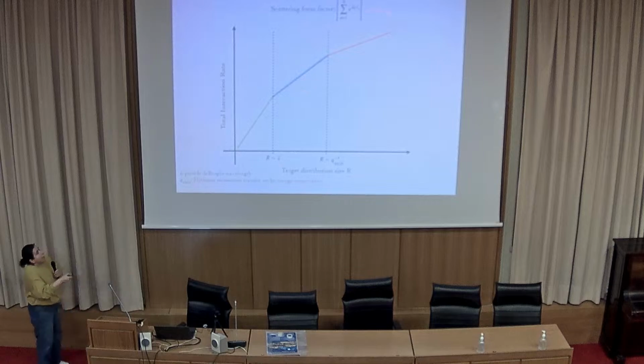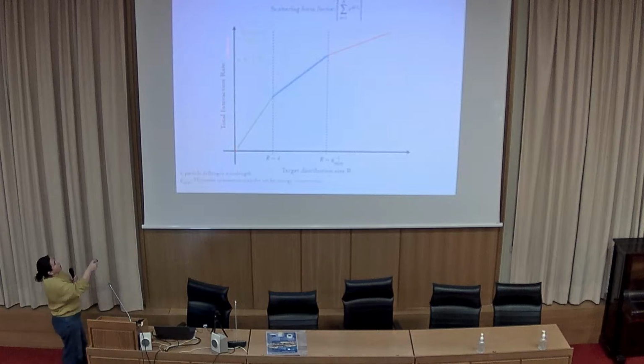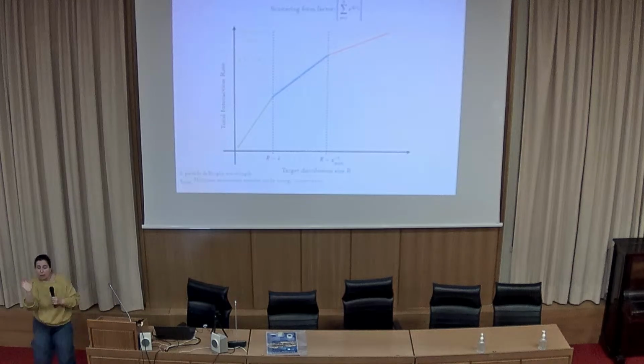Now this behaves differently depending on the momentum transfer and the size of the system. So now let's look at this plot that shows, in arbitrary units, the total interaction rate as a function of the size of the system that contains, that is our target, that has n atoms.